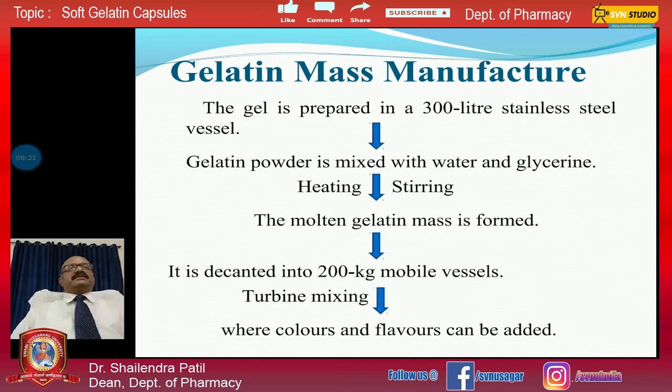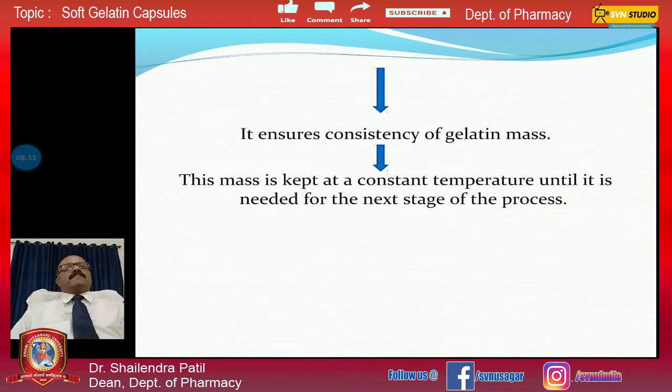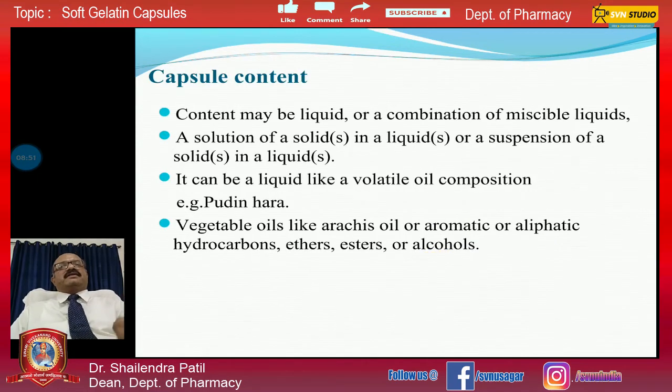Turbine mixing can be done after that, where colors and flavors can be added into it. And then it is to ensure that the consistency of the gelatin mass is as per your standards, and then this mass is kept at a constant temperature until it is needed for the next stage of the process. So this is the process which you can follow for the manufacturing of the shells of soft gelatin.